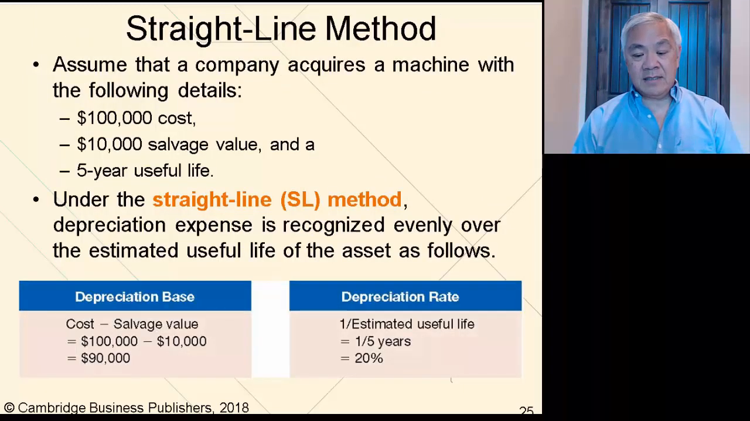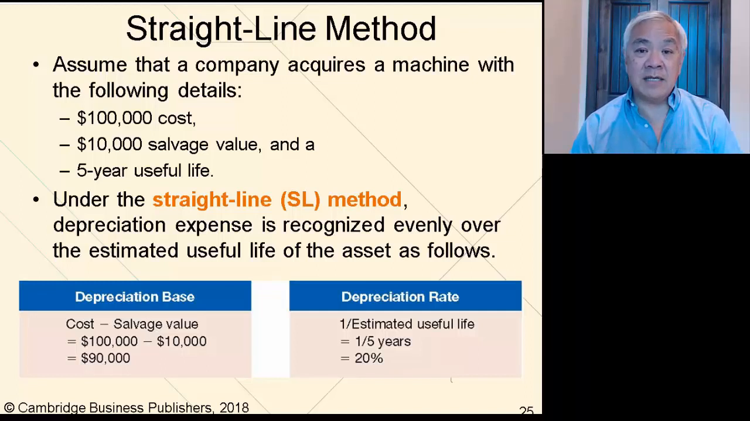Straight line method is when we look at something like we buy a piece of equipment, like a piece of machinery, and the cost of $100,000 is $10,000 salvage, which means at the end of its useful life to us, we can sell it to somebody else, either as a used machine or as scrap metal for $10,000. And the life of this for us is 5 years.